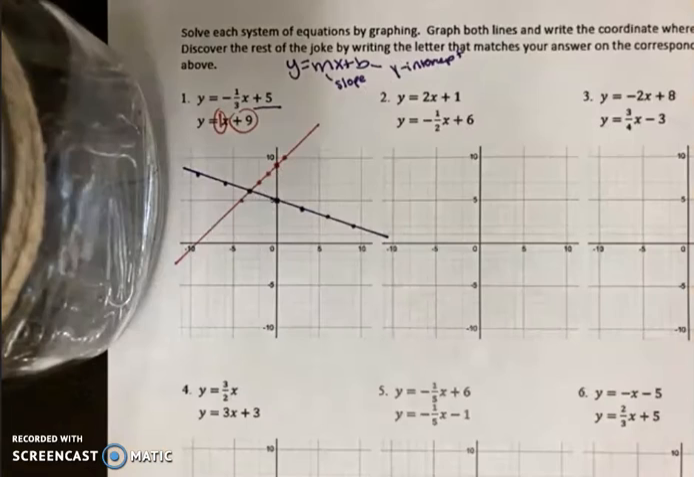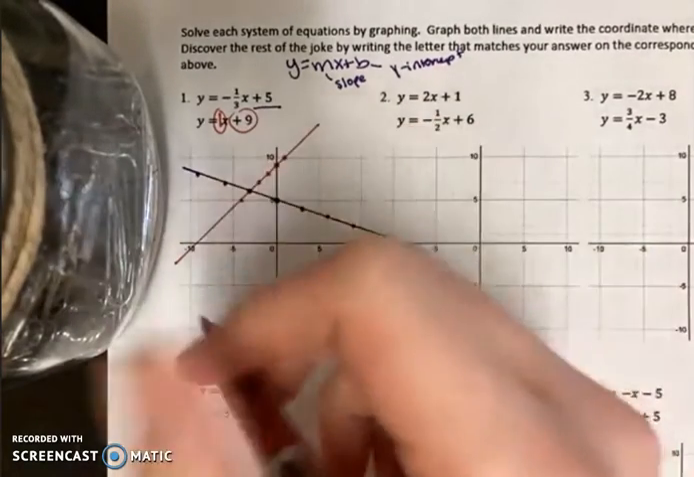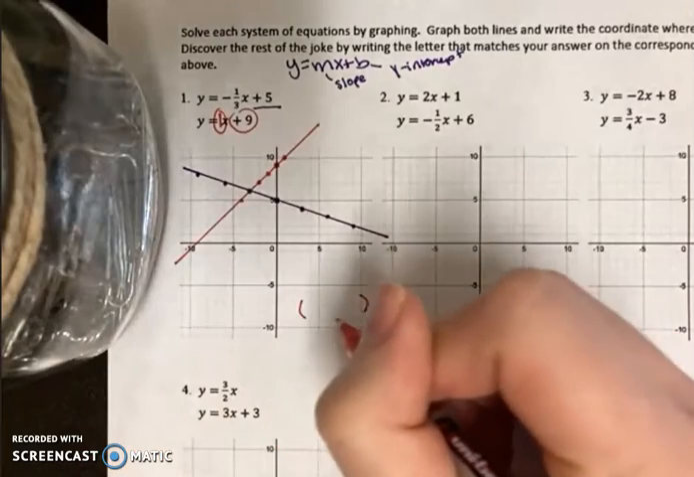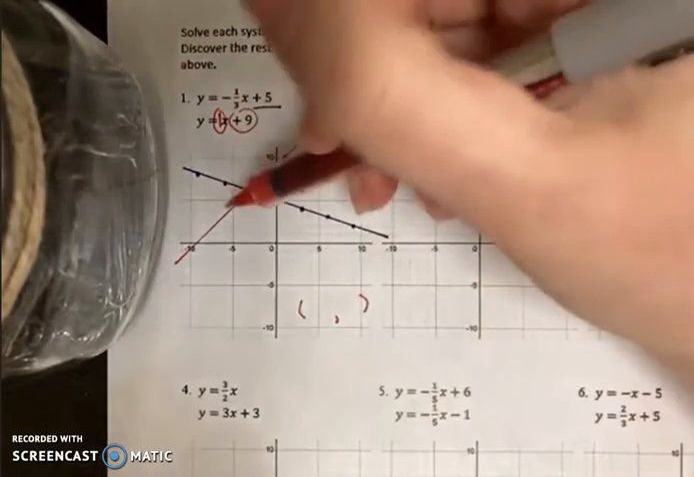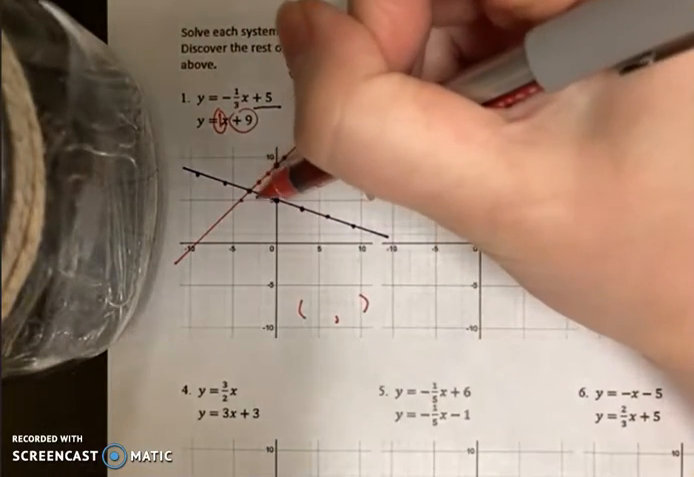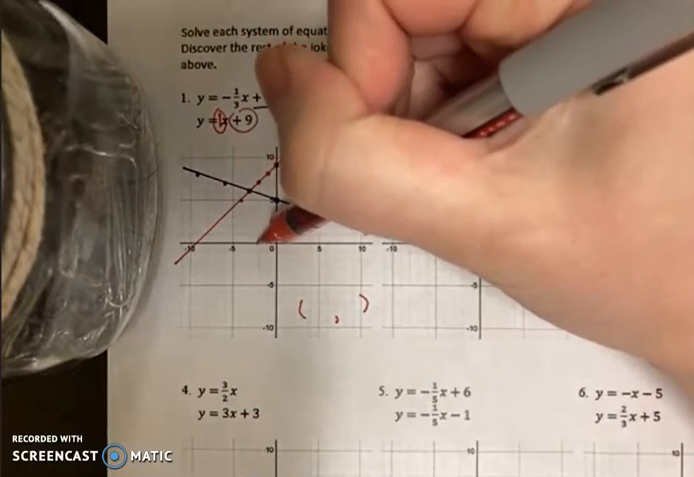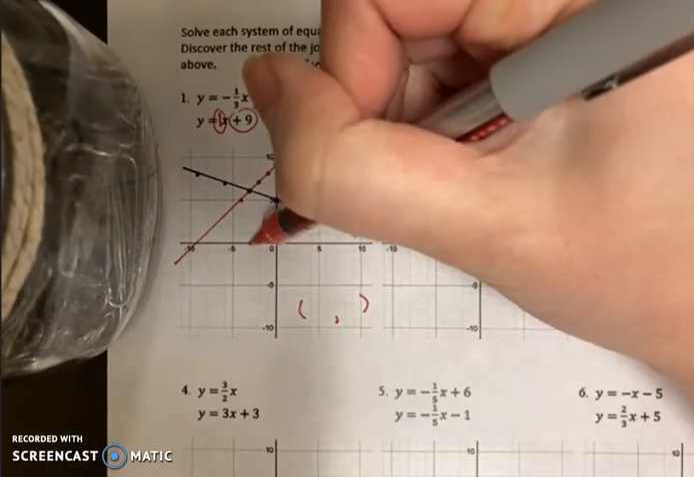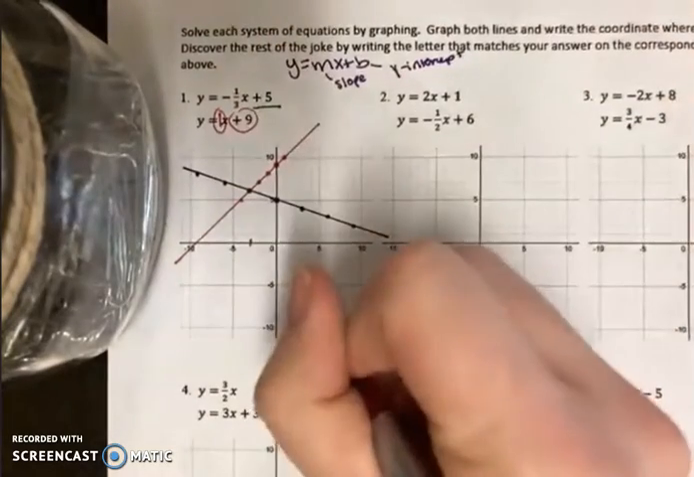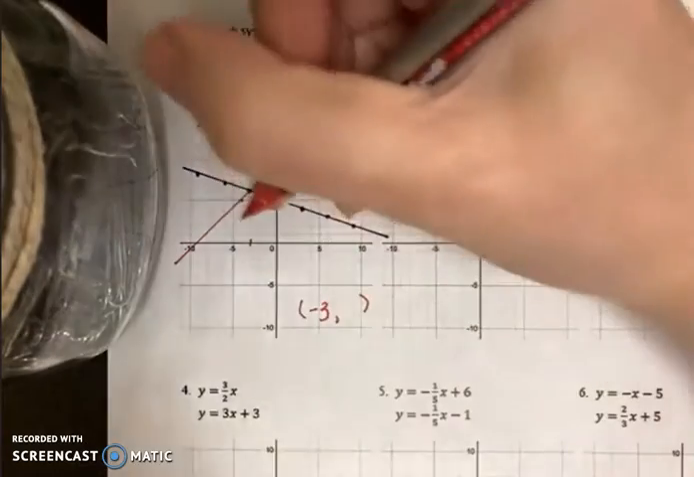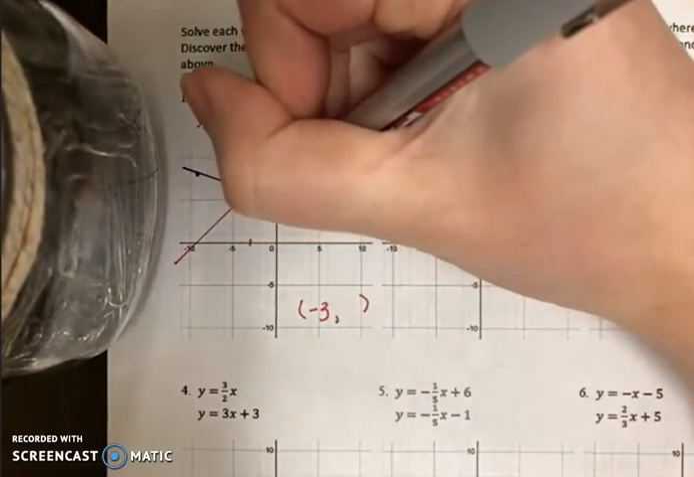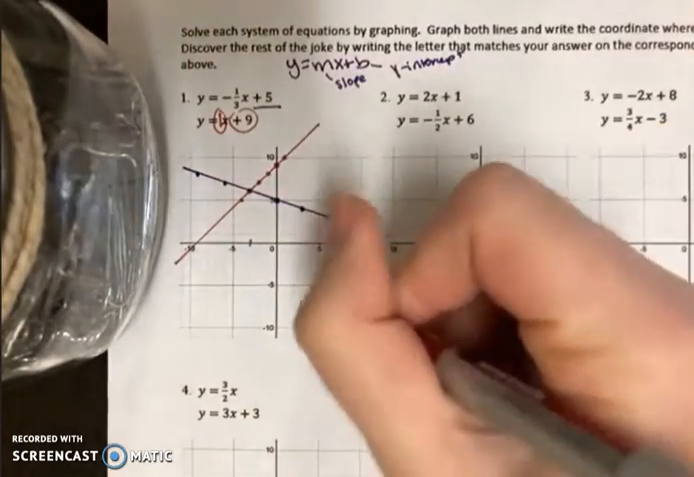So the solution would be their point of intersection, meaning our answer is going to be written as a coordinate, and it's going to be this point right here, which is located at negative 1, 2, 3, so negative 3 for the x, and then 1, 2, 3, 4, 5, 6 for the y value.